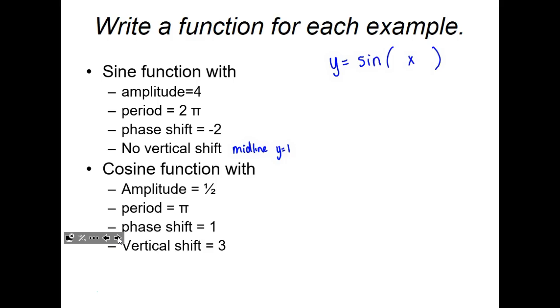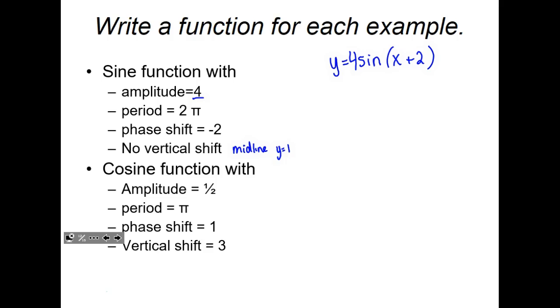If my amplitude is 4, that tells me to put a 4 out here in front of our sine. My period is 2 pi. That is the normal period for sine, right? So do I need a number here in front of my x? I do not. I'm going to slide that over a little bit. So my x is here. I have a phase shift of -2, meaning left 2. So if my phase shift is -2, what would I have in the parentheses here? +2. And it's pretty simple here because I did not have a change in the period. So it's not confusing on what we need to do there. We'll just put the +2.